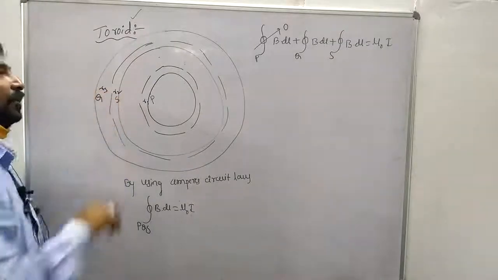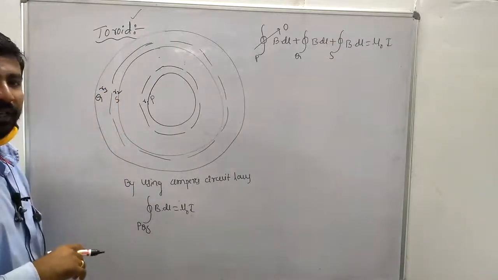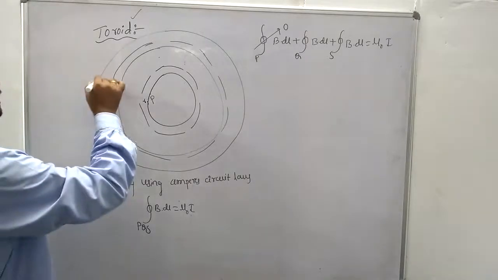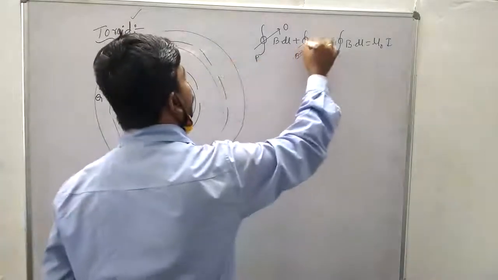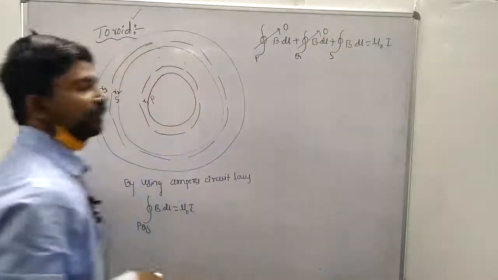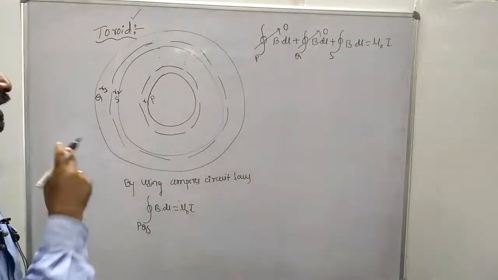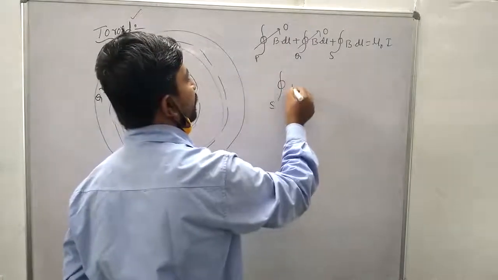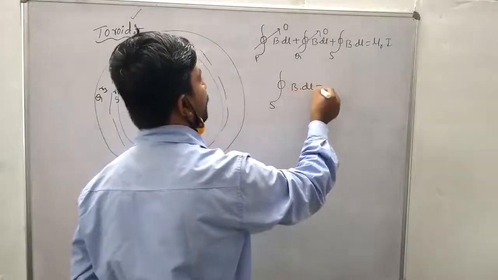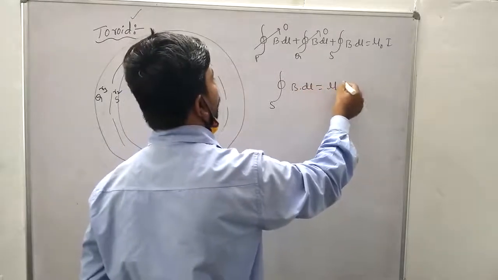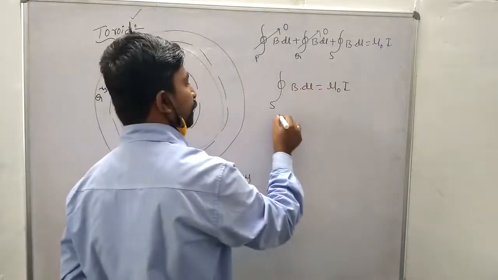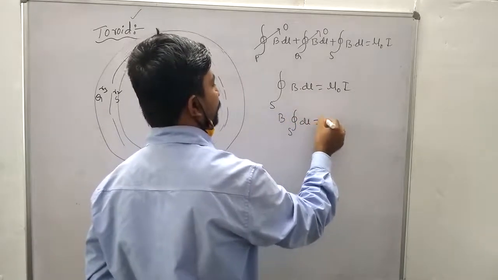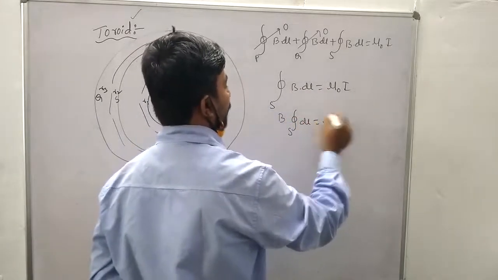Similarly for the loop Q, again B is 0 because the net current is also 0. So Q is also 0. What remains? Only S remains. Then the line integral, so S B dl is equal to mu naught I. Again I am writing B outside. The line integral dl is equal to mu naught I.